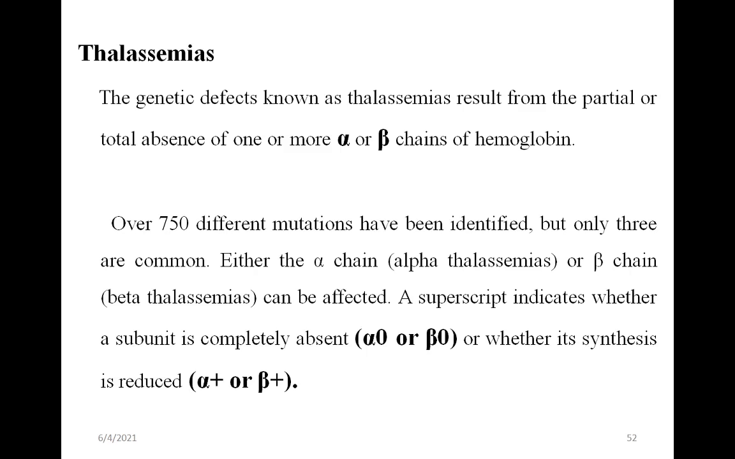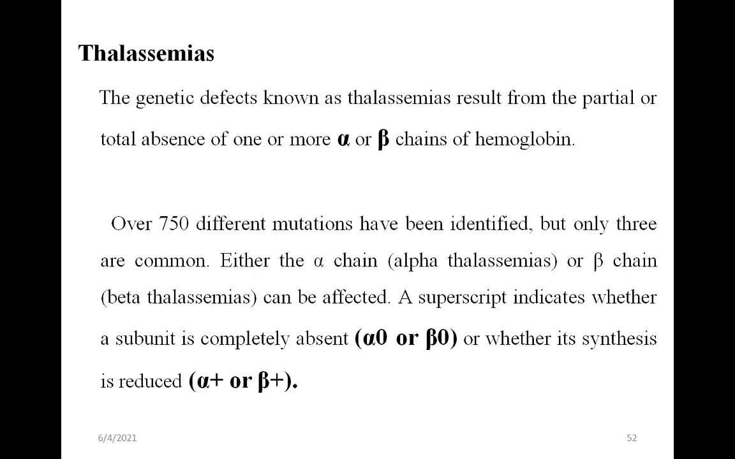The genetic defect known as thalassemia results from partial or total production being less, quantity is less. Otherwise, the hemoglobin as a structure, the polypeptide chains, are quite normal, not like the qualitative hemoglobinopathy like hemoglobin S and hemoglobin M, right? There is a partial or total absence of alpha and beta chain of the hemoglobin. Over 750 different mutations have been identified, but only 3 are common. Either the alpha chain, alpha thalassemia, or the beta chain, beta thalassemia, can be affected.